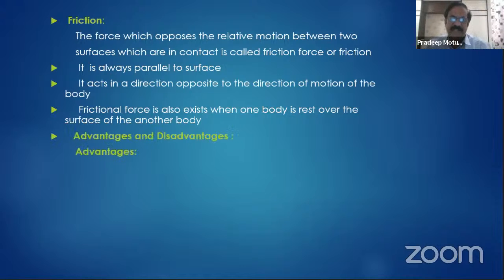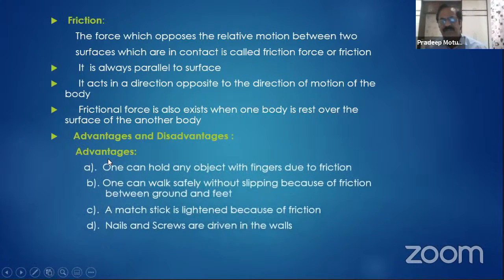Now we will study about the advantages and disadvantages of friction. Very important to know these things because these are very useful in our daily life situations. Now we'll take advantages of friction. What are the advantages? Everything. Without friction, we cannot do anything. Without friction, we cannot run our normal life.